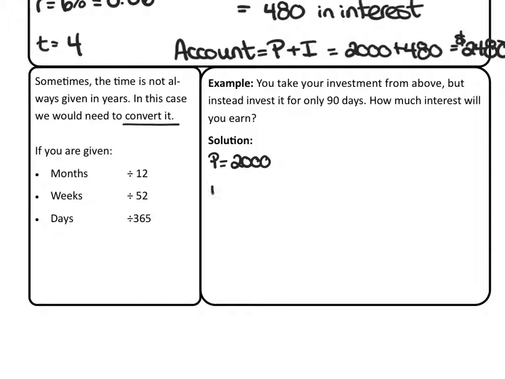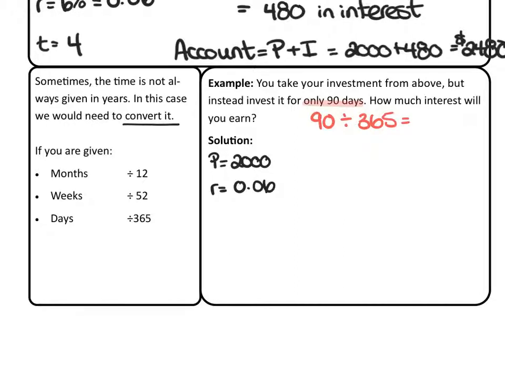And the interest rate was 6% or 0.06. But in this case, we're going to invest it for only 90 days, which means it's not in years. So we need to change it. As in the box beside it, it says if we have it in days, we need to divide by 365. So we're going to take those 90 days and divide by 365.